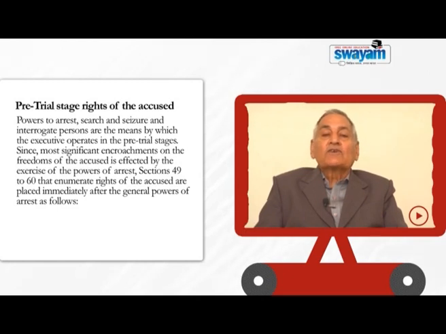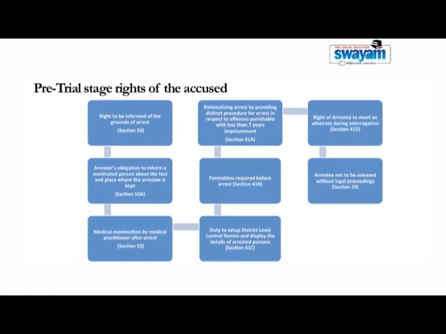Since the most significant encroachment on the freedoms of the accused is effected by the exercise of the power of arrest, Sections 49 to 60 that enumerate the rights of the accused are placed immediately after the general powers of arrest as follows. That is the right to be informed of the grounds of arrest. Then Section 50A says the arrester has an obligation to inform a nominated person of the time of arrest, the fact of arrest, and the place where the arrestee is kept.